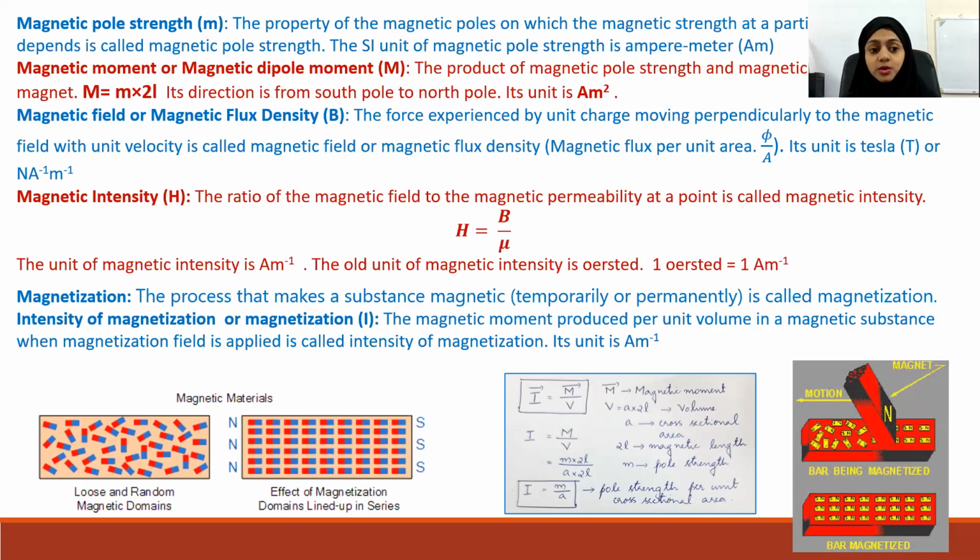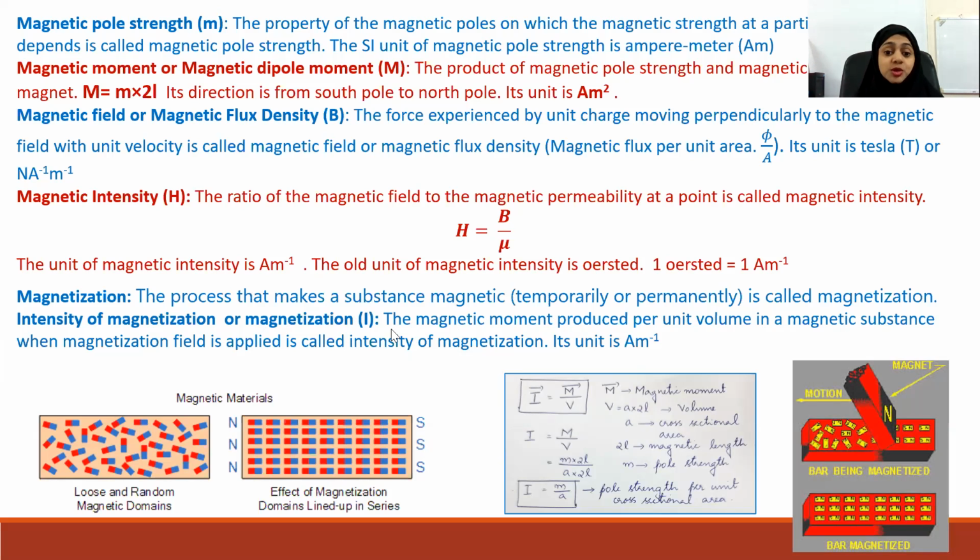Okay, so we have a quantity which represents the magnetization, the intensity of magnetization, or sometimes it is just called the magnetization, represented by the letter I. It is defined as the magnetic moment produced per unit volume in a magnetic substance when magnetization field is applied.